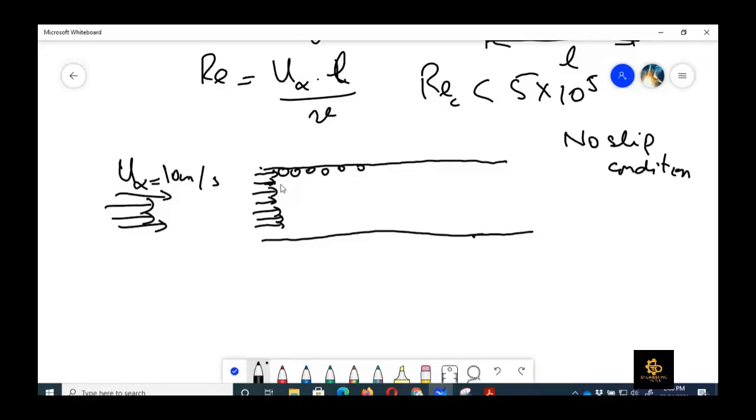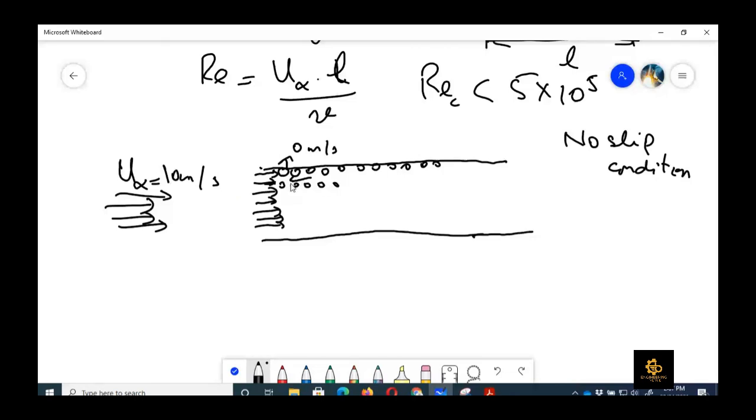So it means that the second layer would experience a drag force in the negative x direction, because the first layer is sticking to the pipe, and it applies a resisting drag force on the second layer. Due to that effect, here the velocity is 0 meter per second, but here it would be less than 10 meter per second. It would be 5 meter per second.